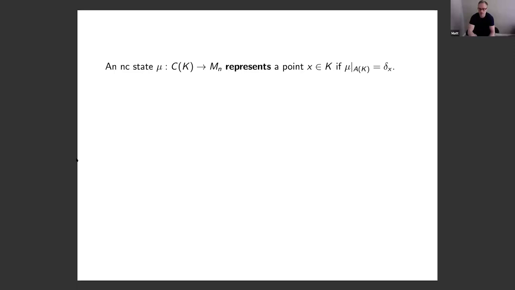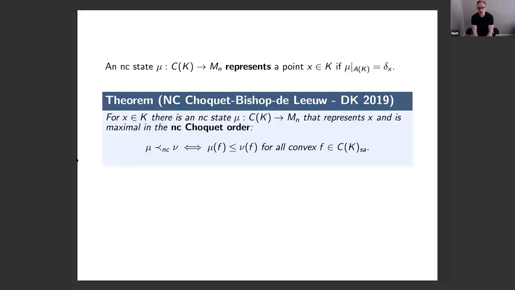And so as in the commutative case, Ken and I proved a non-commutative analog of the Choquet-Bishop-de Leeuw theorem, which says that for every point X in K, there's an NC state that represents X and in addition is maximal in the non-commutative counterpart of the Choquet order. And that's defined completely analogous to the commutative case, it's defined in terms of the convex NC functions.